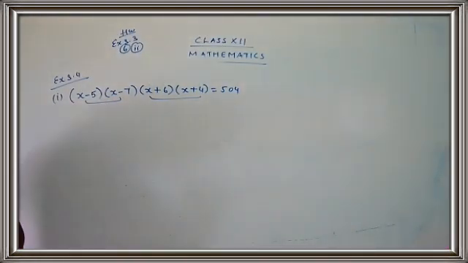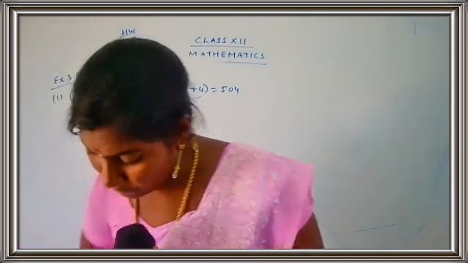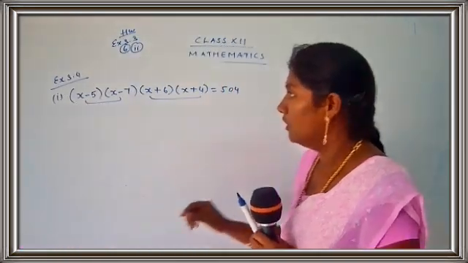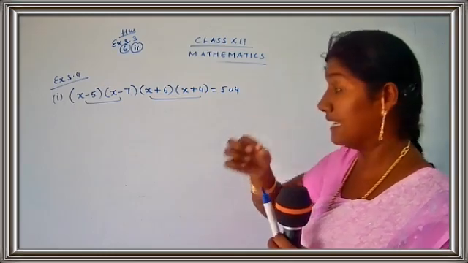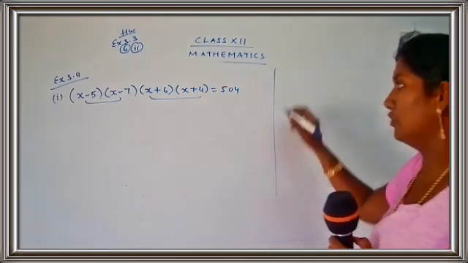So what's the question? X minus 5, x minus 7, x plus 6, x plus 4. Just check the question properly. If you write the question wrong, everything goes wrong. Okay, let's come to the combination. Let me check the combination. I'm going to take the first one and the second one, and the third one and the fourth one. I'll just go for the rough part here.